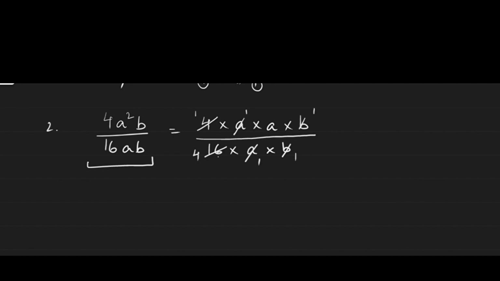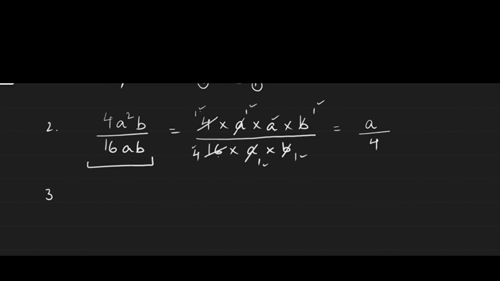So now let's see what we have in the numerator. This is 1, this is 1, then this is a, and then this is 1. So 1 times 1 times a times 1 will give you only a. And in the denominator, I have this 4, 1 and 1. 4 times 1 is of course 4. So my answer is a by 4.